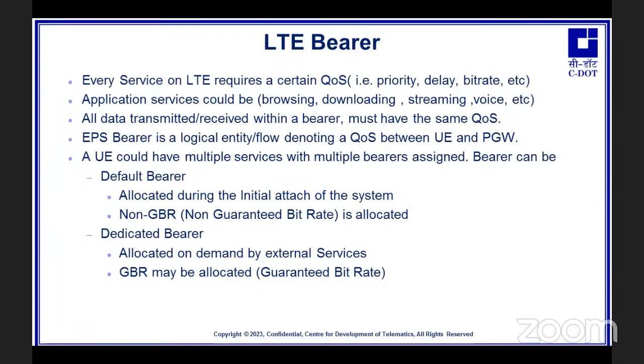Now, what is an LTE bearer actually? Every service on LTE requires certain QoS. So, what is QoS? Quality of service. It basically consists of priority, delay, bitrate, etc. So, in case of LTE, there are 9 QCIs, QCI 1 to QCI 9, and each QCI has a QoS associated with it.